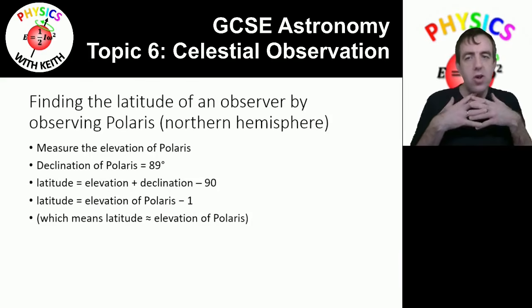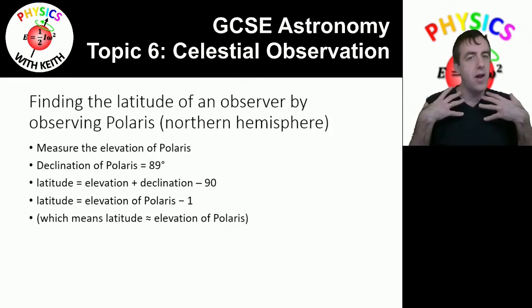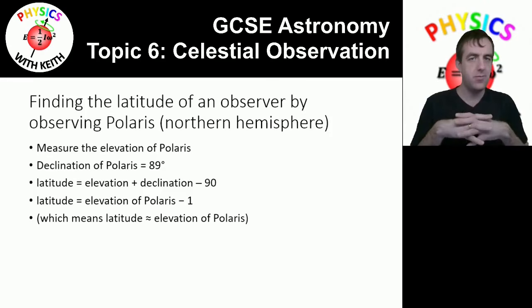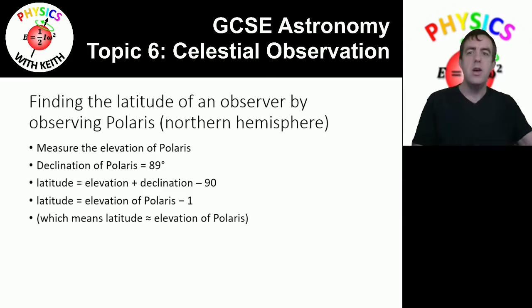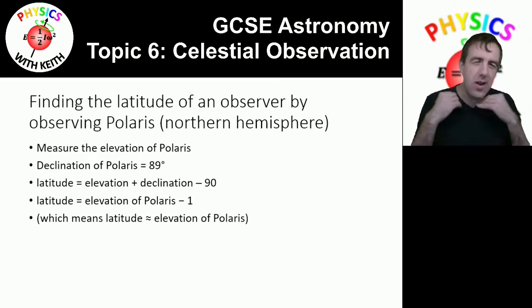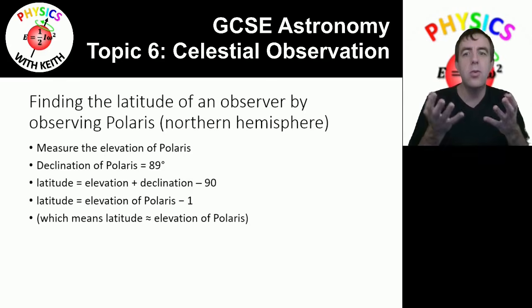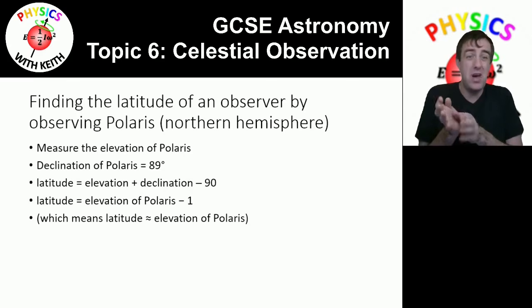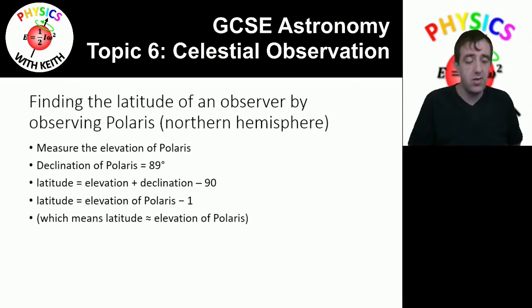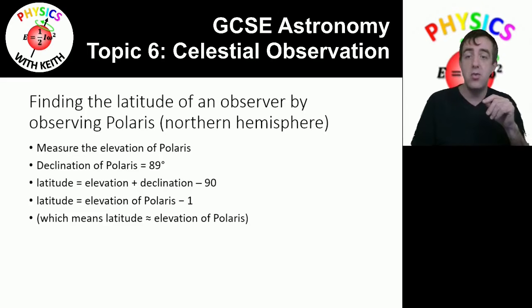Now, you can use observations of celestial bodies to find your latitude, so how far north and south you are. You can see here the declination of Polaris is about 89 degrees, but if we call it 90 degrees, it's almost 90 degrees. Our answer will be 1 degree out. If it's almost 90 degrees, then the latitude is about equal to the elevation of Polaris. So if you can see Polaris in the northern hemisphere and you can somehow measure the elevation to Polaris, then you know your latitude. Very, very helpful for navigation.